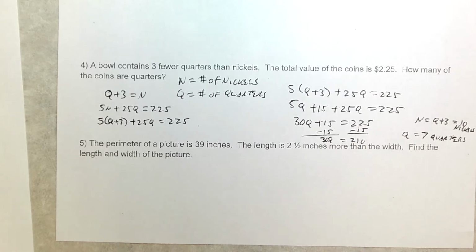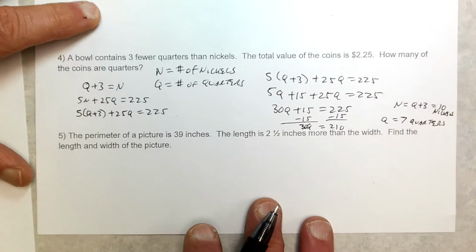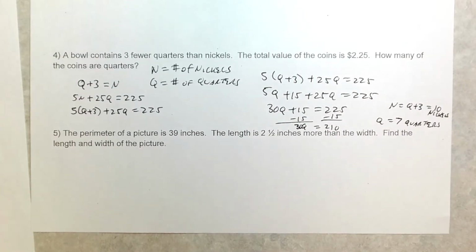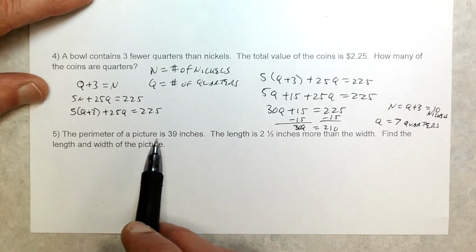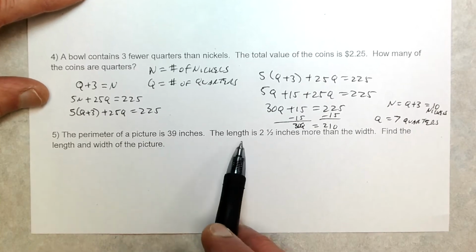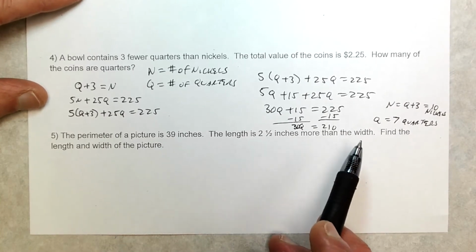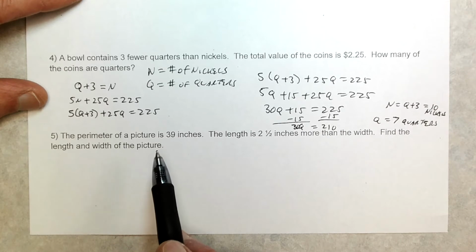Okay, so we have one last problem I want to take a look at. We're going to go ahead and solve a perimeter problem this time and do it again by a system of equations. And it says here the perimeter of a picture is 39 inches. The length is 2.5 inches more than the width. Find the length and the width of the picture.